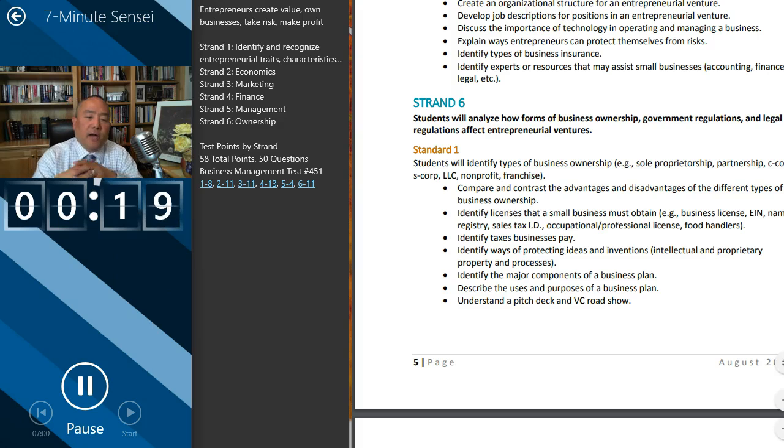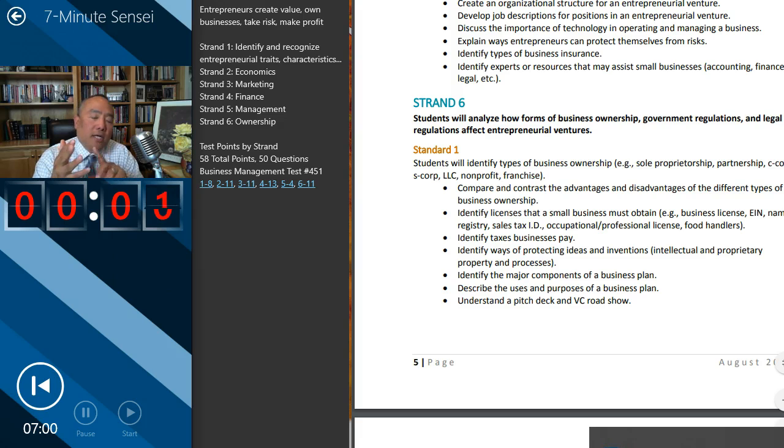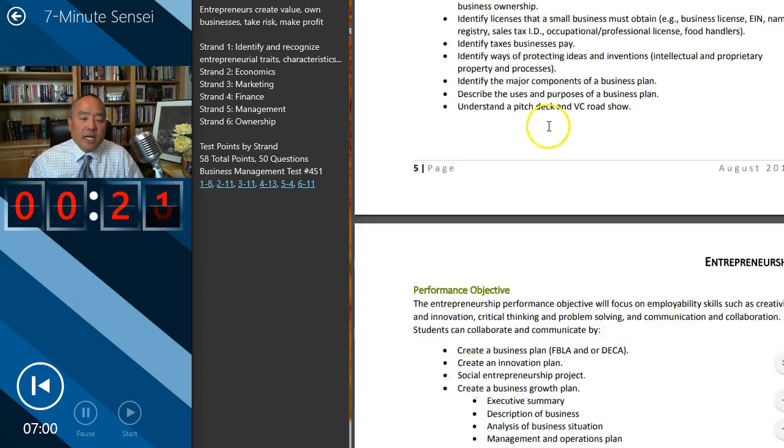In Strand 6, the final strand, you'll learn about different types of business ownership. You can have a sole proprietorship, which is usually an individual or an individual and their spouse, a partnership, a limited liability company, which is sort of a hybrid between a partnership and a corporation, or a corporation. You can have multiple corporation types. A C Corp is your typical Amazon, Apple, Microsoft. S Corps are smaller in size. They have a limit of 100 shareholders, and it's a different tax structure. That's the major difference.